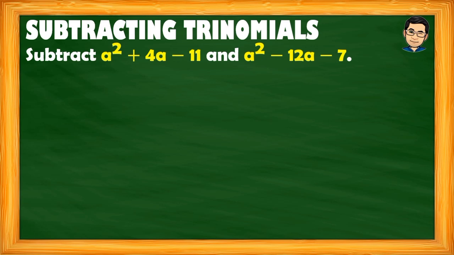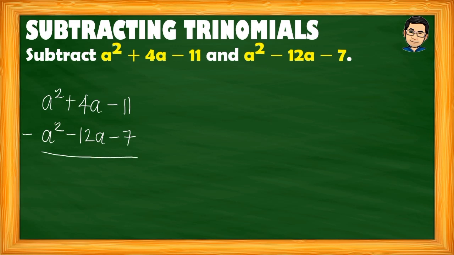So, sulat lang natin yung unang given, yung minuend. A squared plus 4a minus 11 minus a squared minus 12a minus 7. And then, change the sign of the subtrahend. Copy lang natin yung minuend. So, by the way, hindi po natin change ang sign ng minuend, yung mga terms sa minuend. Yun lang pong sa subtrahend, yung nasa ibaba.